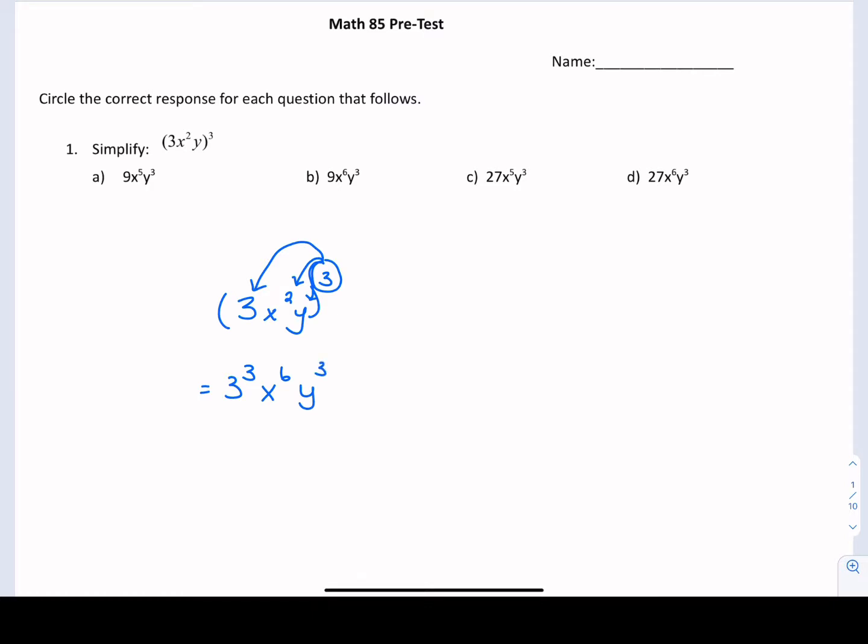Now, if you can evaluate numbers that are on the small side, I prefer you do that when you're simplifying. So 3 to the power of 3 does not mean 3 times 3. It really means 3 times 3 times 3. So we know 3 times 3 is 9, and 9 times 3 one more time is 27. So our final answer is 27x⁶y³. That should be answer D on your multiple choice.